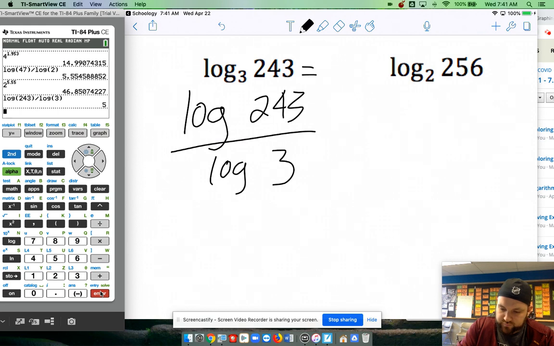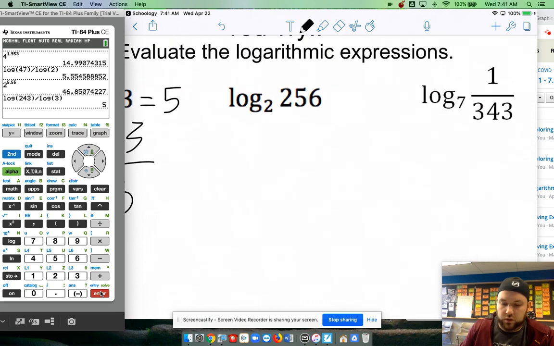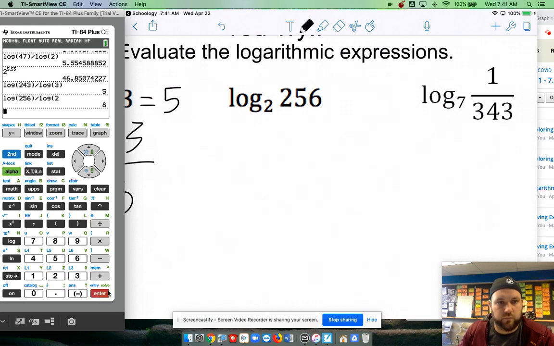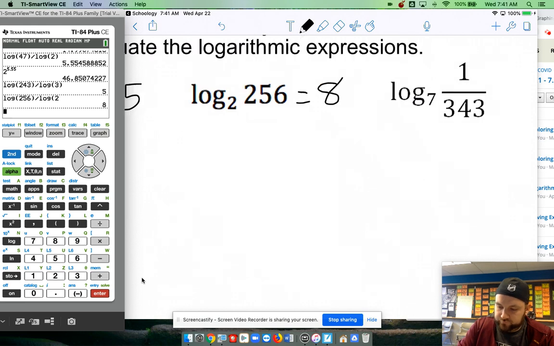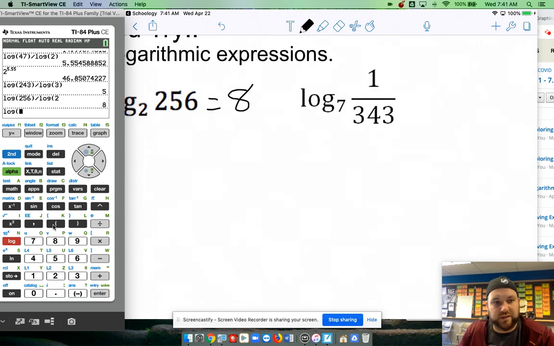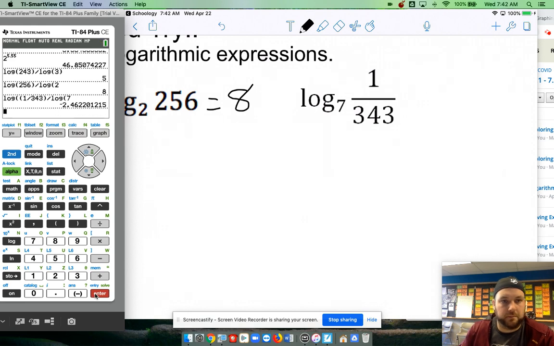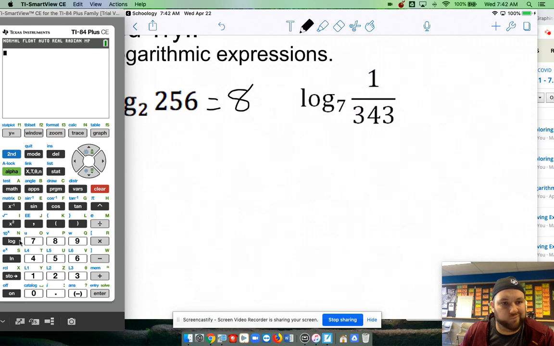So that's equal to 5. Log base 2 of 256 is 8. And log base 7 of 1 over 343. Oops, I did too many. Dang it. Too many parentheses. I didn't realize that it already gave me a set of parentheses. Log of 7 should be -3.